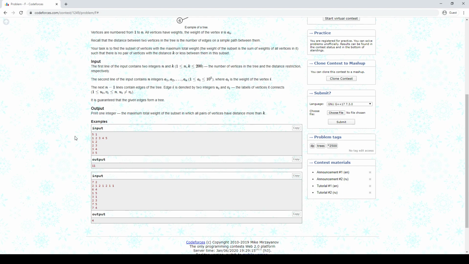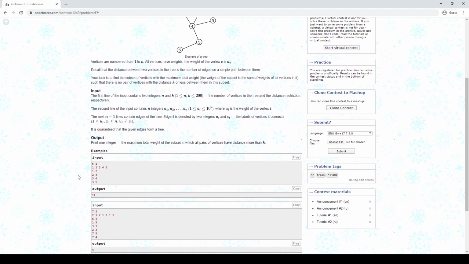Okay. How do we get 11? 1, 2, 3, 3 to 4, oh, 3 to 5. So we can pick 5, 4, 2 in this case. This example is going to be too hard to think about. So they actually have to be far apart, not close together.